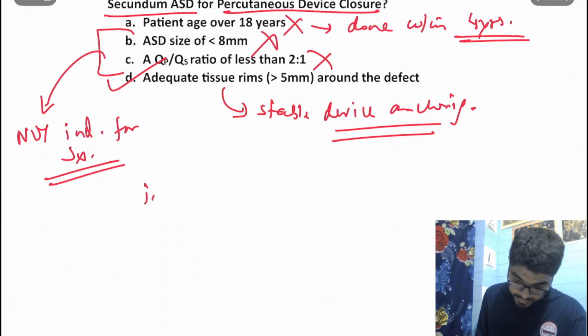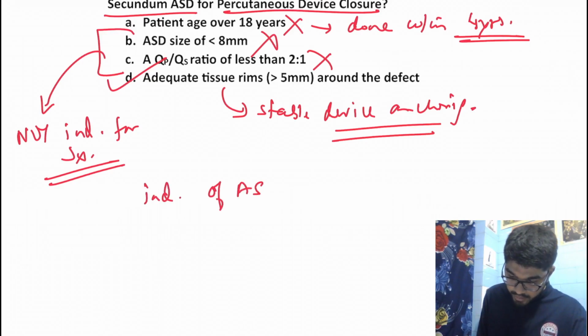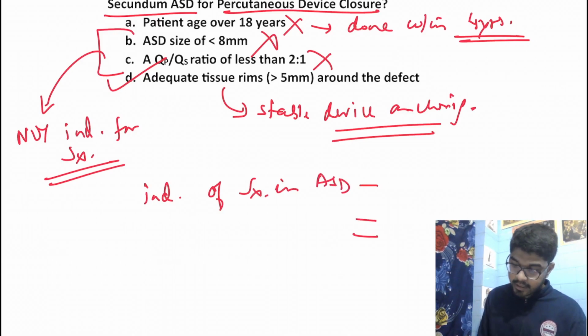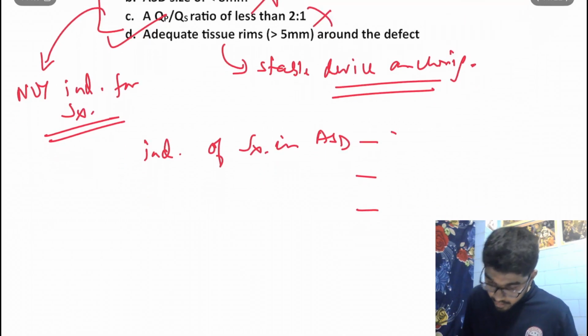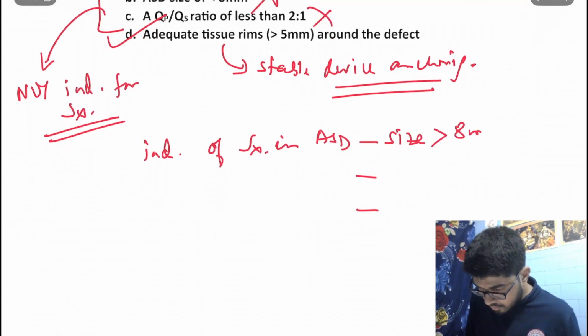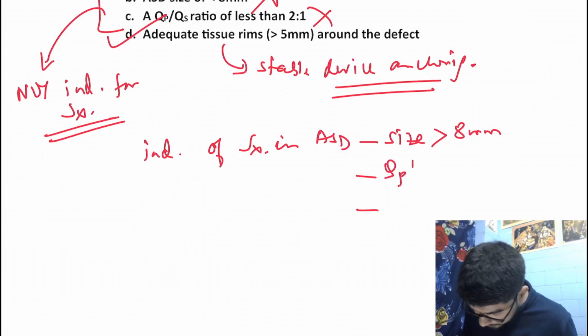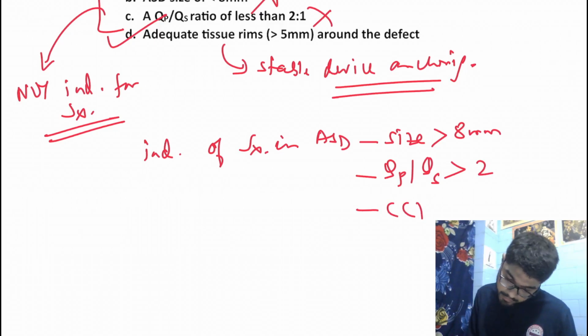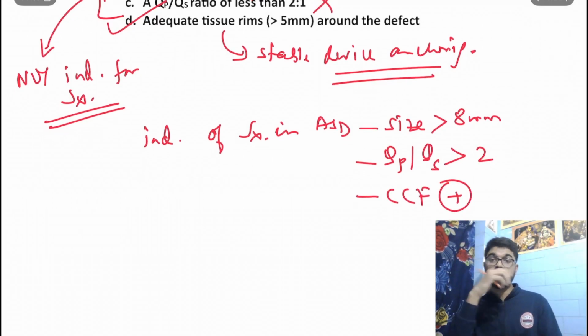If we talk about the indications for surgery in ASD, there are three indications. One, when the size of the defect is more than 8 millimeters. Two, when the QP to QS ratio, similar to that of VSD, is more than 2. And three, when associated congestive cardiac failure is present.